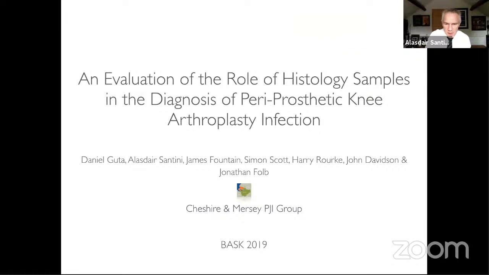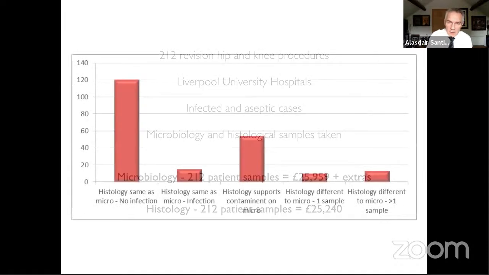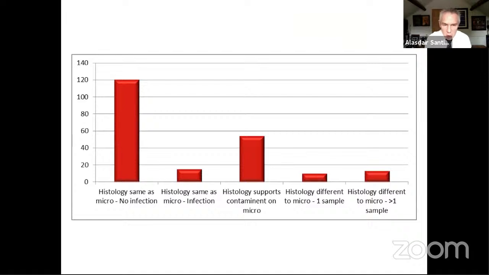We presented this paper at BASK a couple of years ago, looking at our histology samples. The first question that was raised was, well, it's an expensive thing to do. Of the 212 procedures that we presented, the price for both microbiology and histology here in the UK was almost identical. The extras were because one or two of those samples were done out of hours and added a little cost. But even if you take that into account, you've got a very similar cost. And I don't think, therefore, that we should not be doing histology purely on cost levels. If you looked at the results, the majority of patients had no infection, and histology confirmed that. Some did have infection, and again, the histology confirmed that.